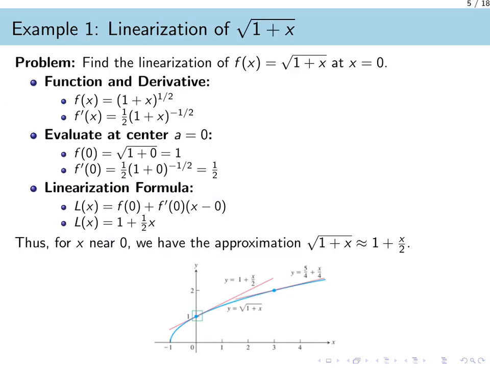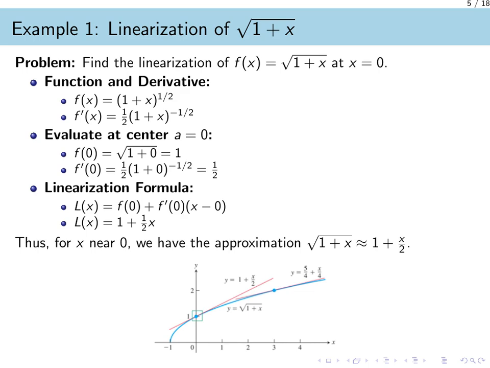Let us now apply the linearization formula to find the best linear approximation for the function f of x equals the square root of 1 plus x, centered at x equals 0. To build our approximation, we first need two key values at our center. The function's value, f of 0, is the square root of 1 plus 0, which is simply 1. Next, we find the derivative, which is 1/2 times the quantity 1 plus x to the power of negative 1/2. Evaluating the derivative at 0, f prime of 0, gives us 1/2.